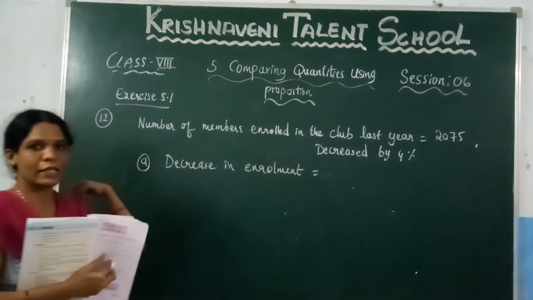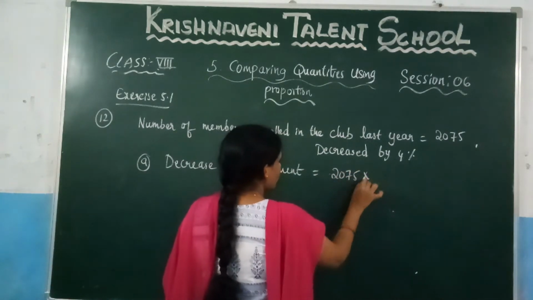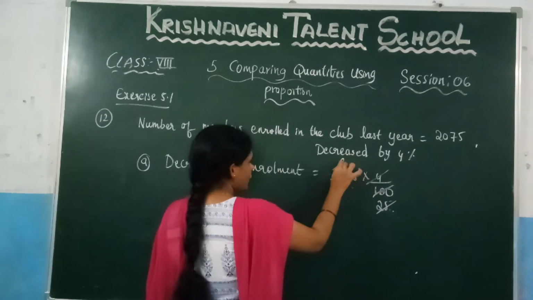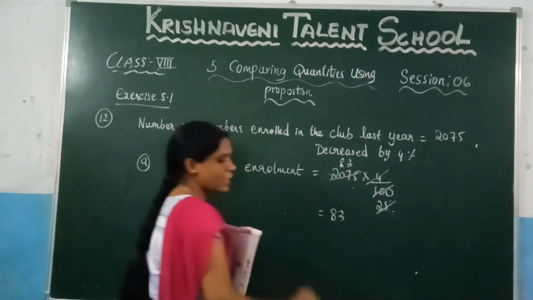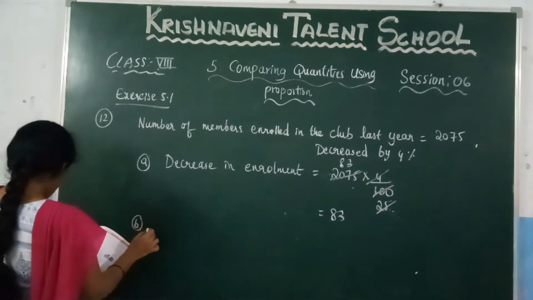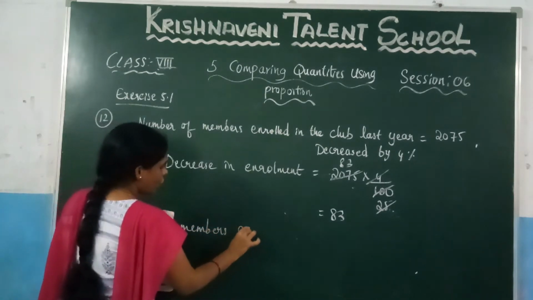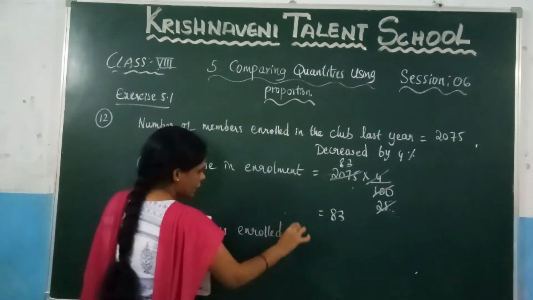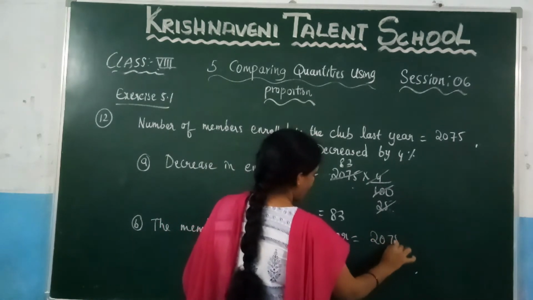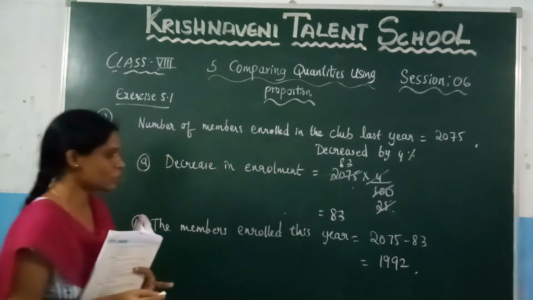Now you need to calculate the first one, A option, decrease in enrollment. So if you want to find the decrease in the enrollment, you need to take here 2075 into 4 by 100. Just now I have calculated 4 ones, 4 25s, 25 ones, 25 83s. So how many members decreased here? 83. Now what is the second question they have asked in this one? The members this year, present year. How to get? Just you need to subtract 2075 minus 83. What you are getting here? 1992. This is the problem.